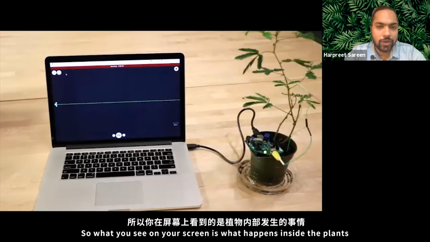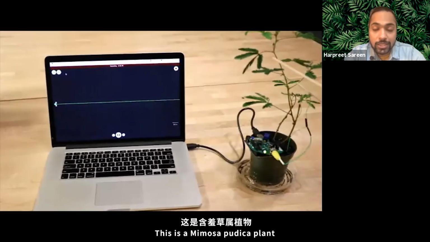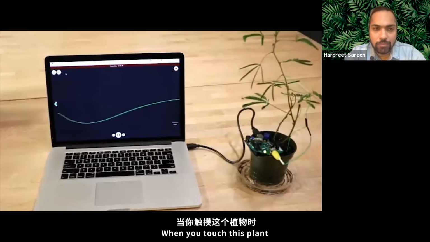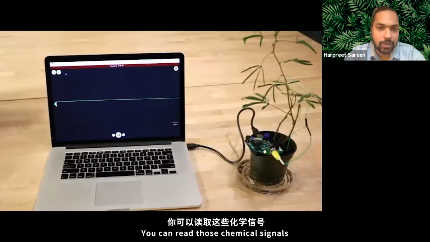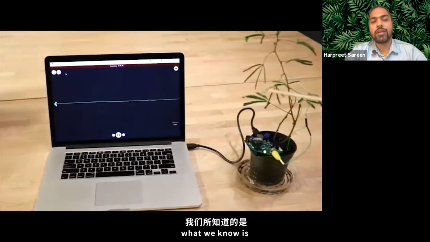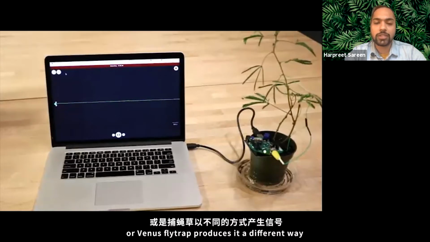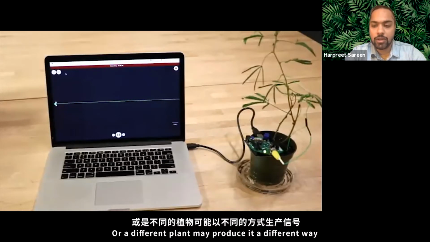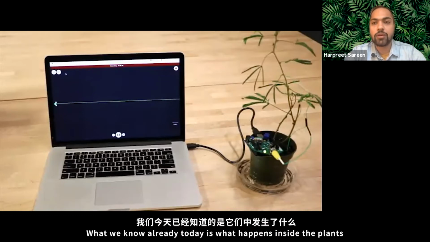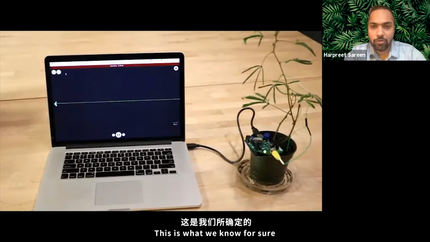What you see on your screen is what happens inside the plants. What kind of signals do they produce when you touch them? This is a Mimosa pudica plant. When you touch this plant, it produces chemical signals inside. You can read those chemical signals, which is what's happening on your screen here. These specific plants produce these signals when you touch them. A Venus flytrap produces them a different way, or a different plant may produce them a different way. What we know already today is what happens inside the plants and the kind of signals they produce inside them. This is what we know for sure.